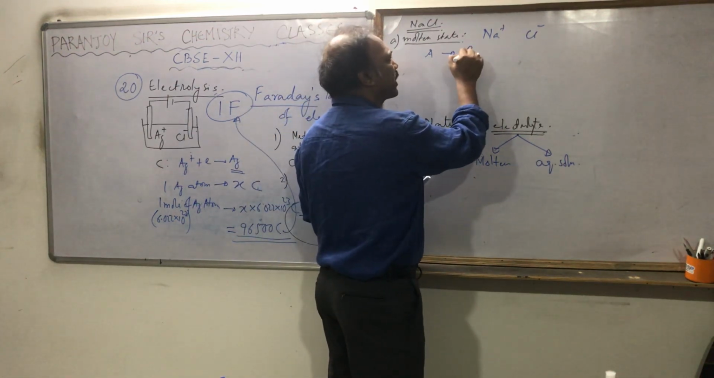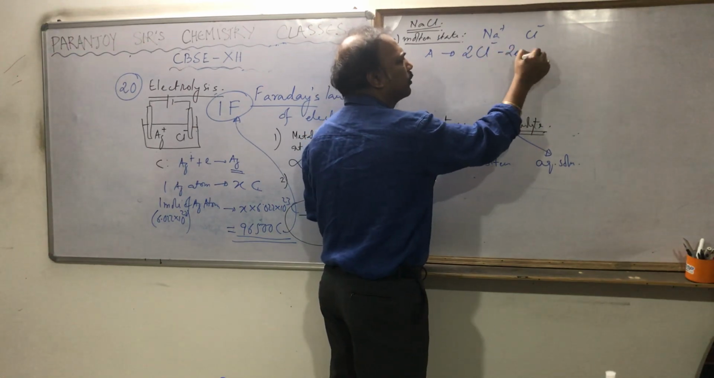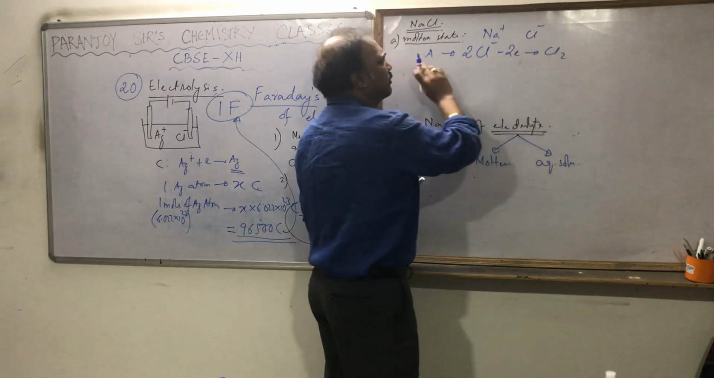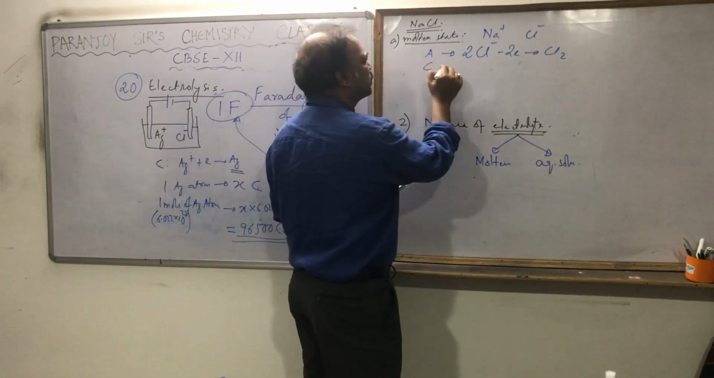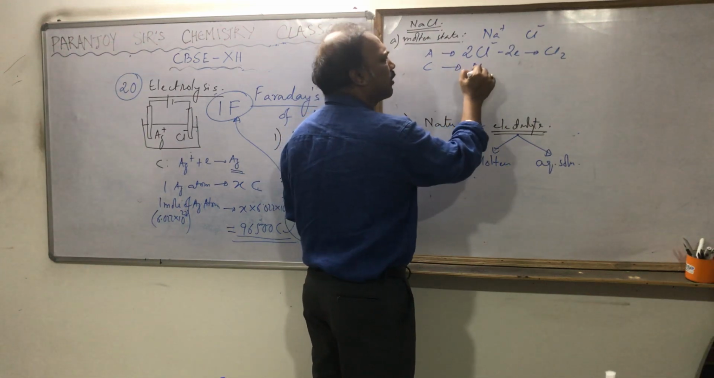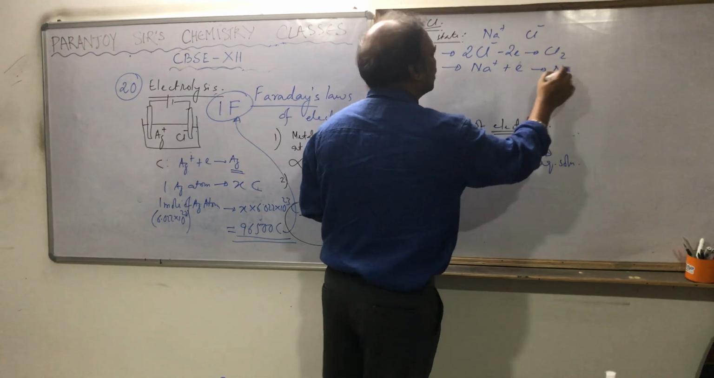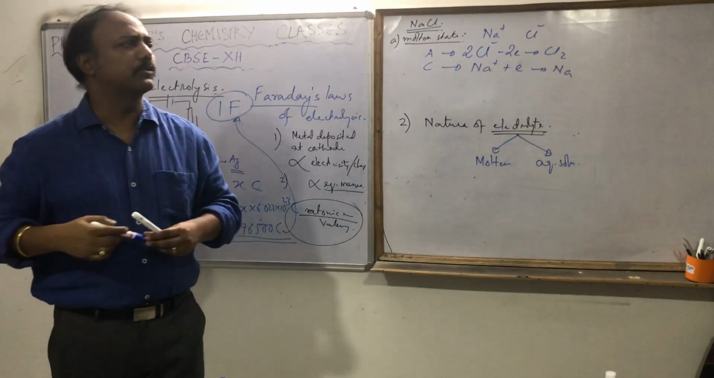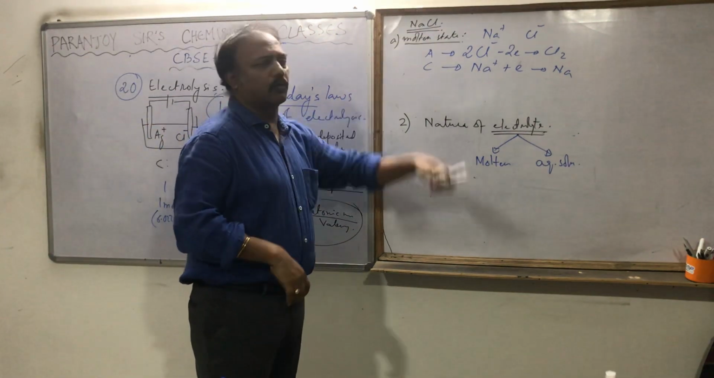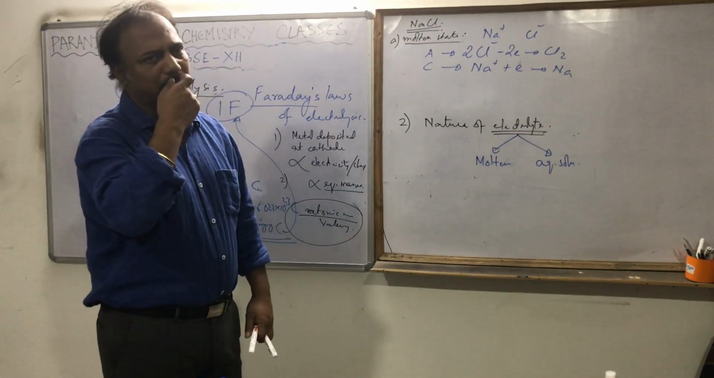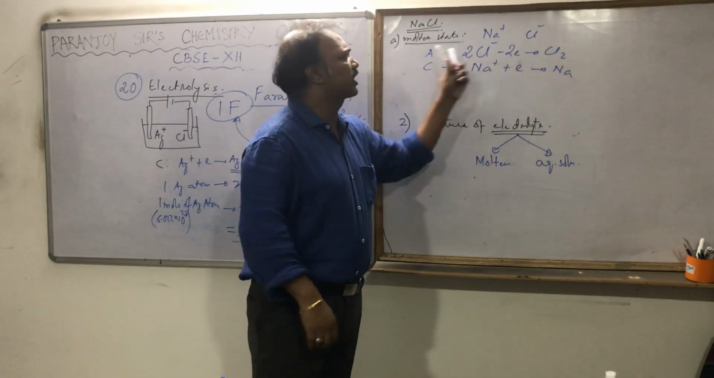So what is the possible reaction which you already had done? 2 Cl negative minus 2 electrons will produce Cl2. That means at anode the chlorine gas should be produced. And what will be the reaction at cathode? The reaction at cathode will be only one possibility: sodium positive plus an electron is going to produce sodium. So can I come to the conclusion that if we electrolyze the molten sodium chloride, we are going to get sodium at cathode and chlorine gas at anode.